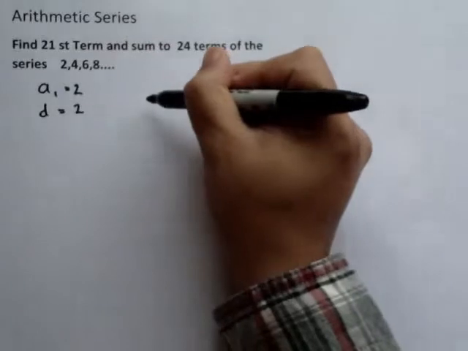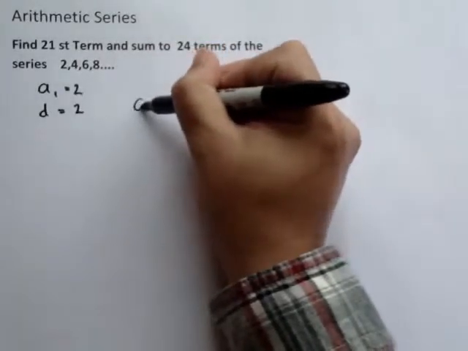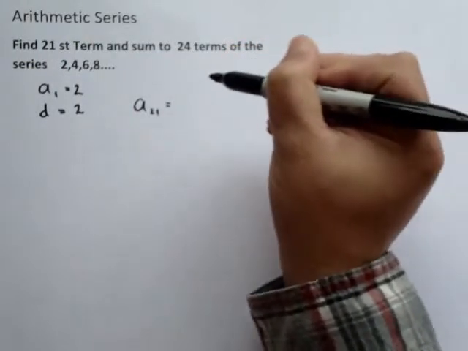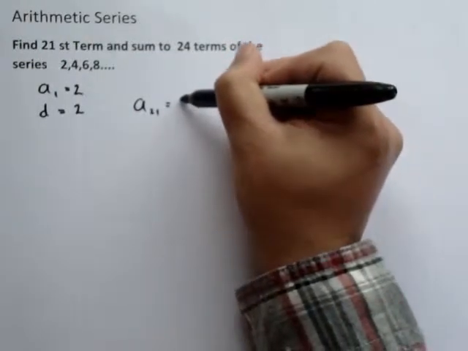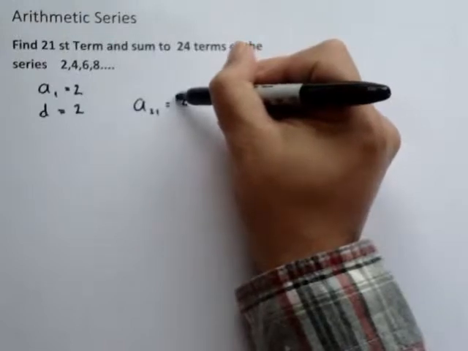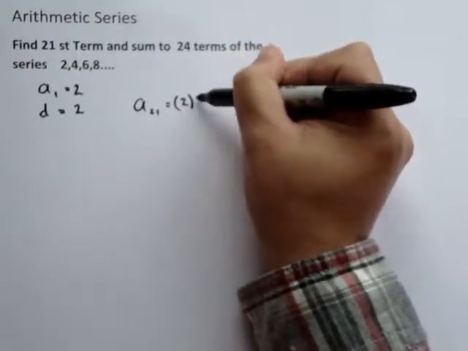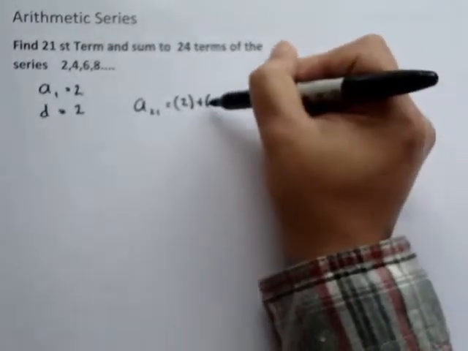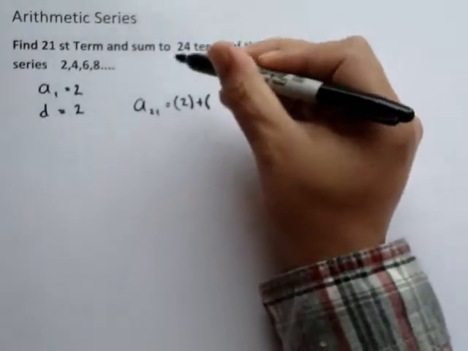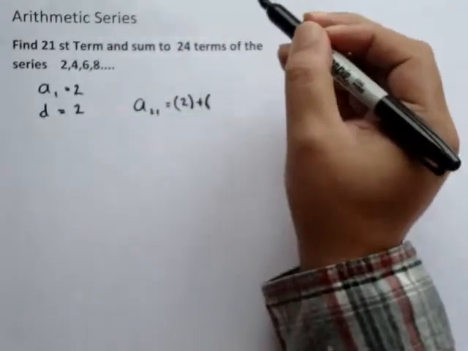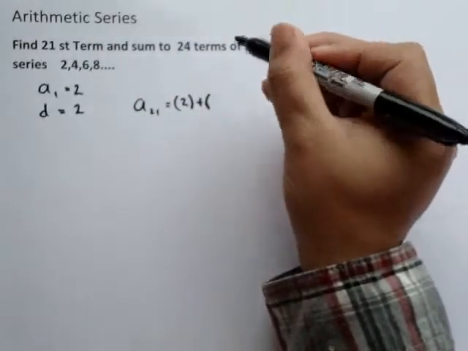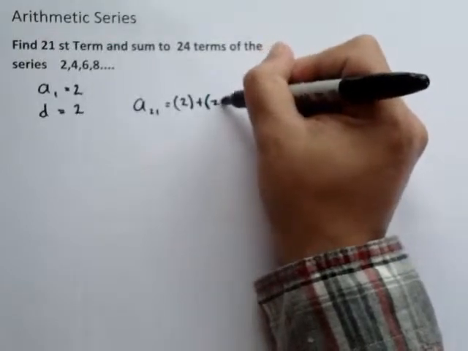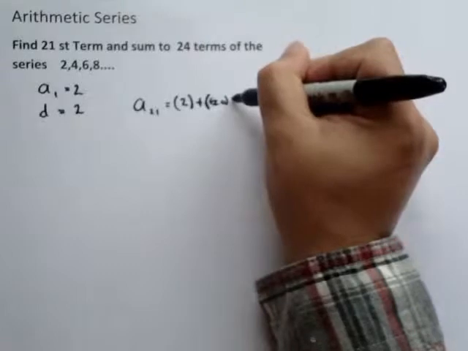So our 21st term, a sub 21, equals a sub 1, which is 2, plus our term, which was 21 minus 1, which is 20, multiplied by 2.